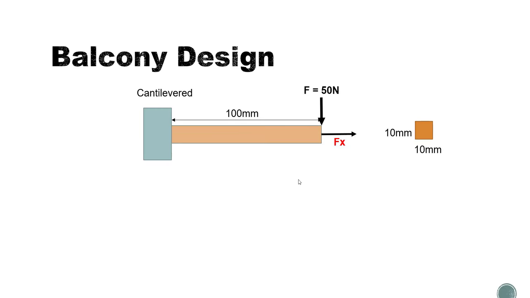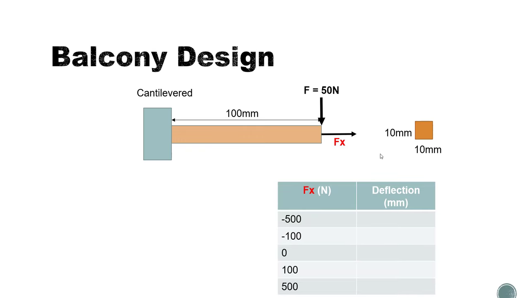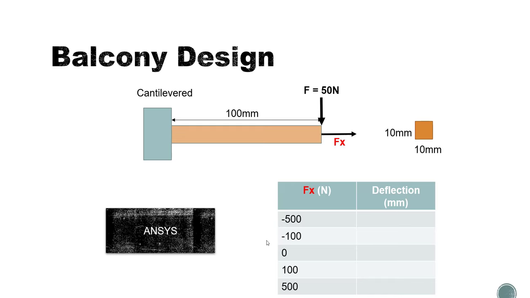Here we have a cantilever beam, and there is a force of 50 Newton acting at the end of the beam. The beam is 100 millimeter long and the cross section is 10 by 10 millimeter. What I want to find is the deflection of the beam when I change this horizontal force Fx from minus 500 to plus 500. Let's shift to ANSYS and see what happens.